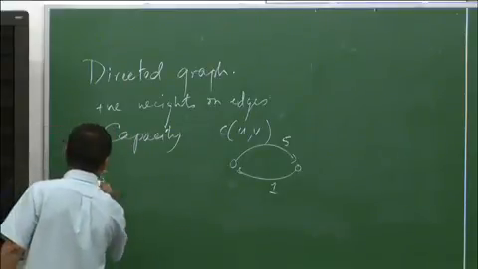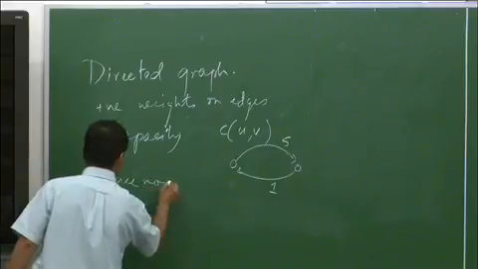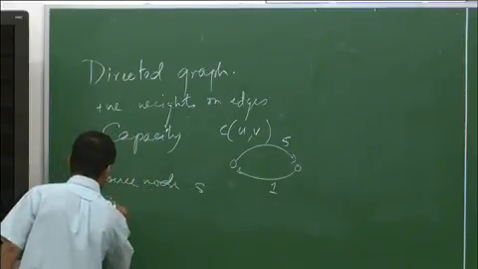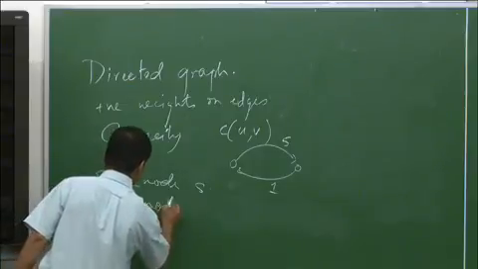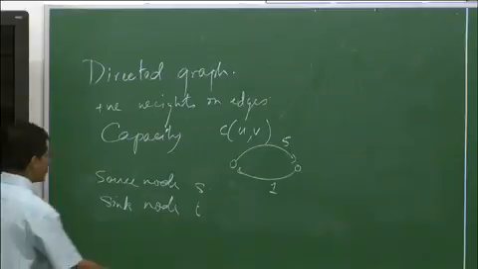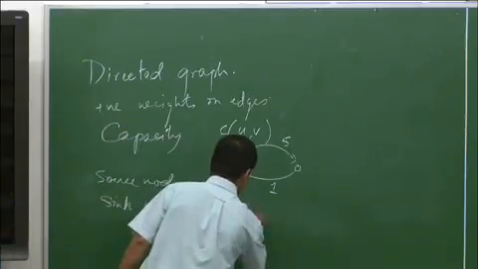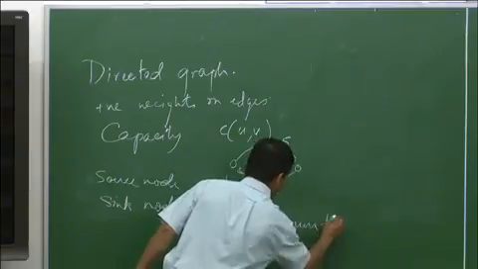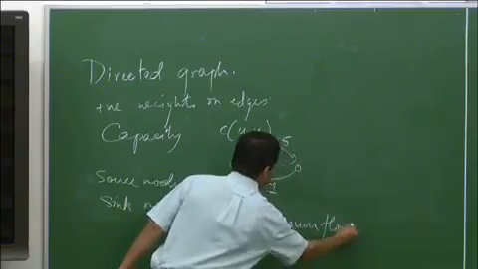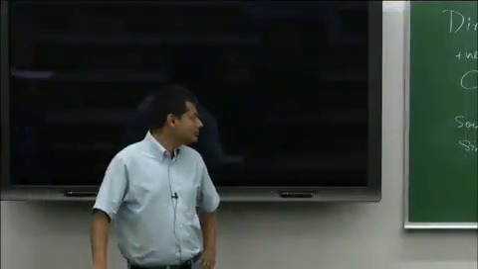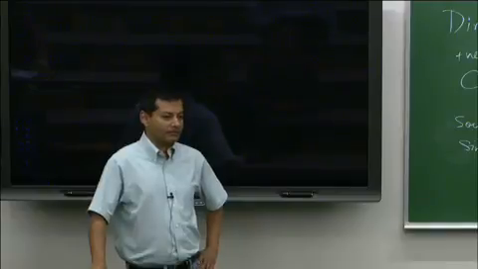You are given a source node. You are given a sink node. And the question being asked is, what is the maximum flow you can send from the source to the sink? Okay, this is exactly where we were last time, or this is how I set things up last time.